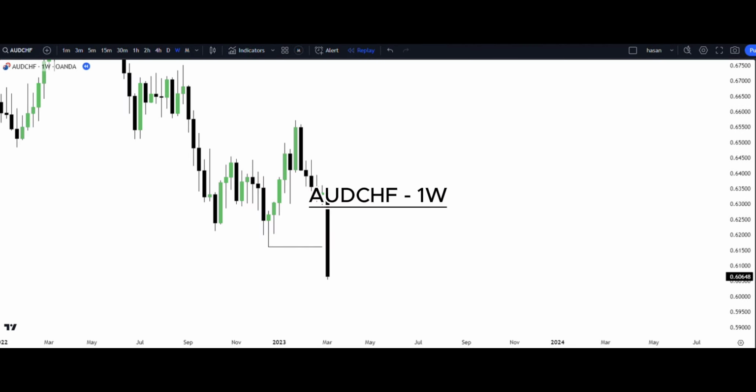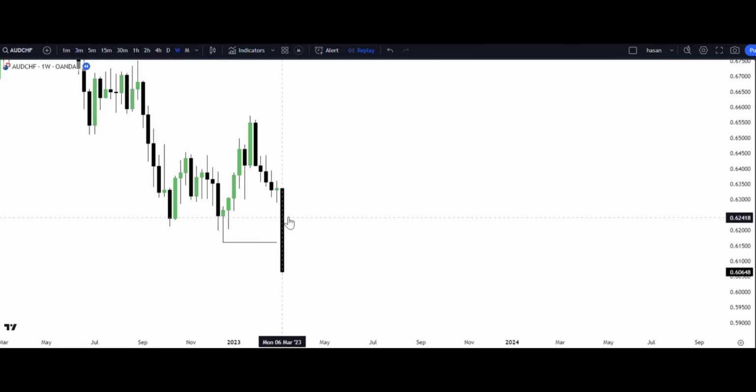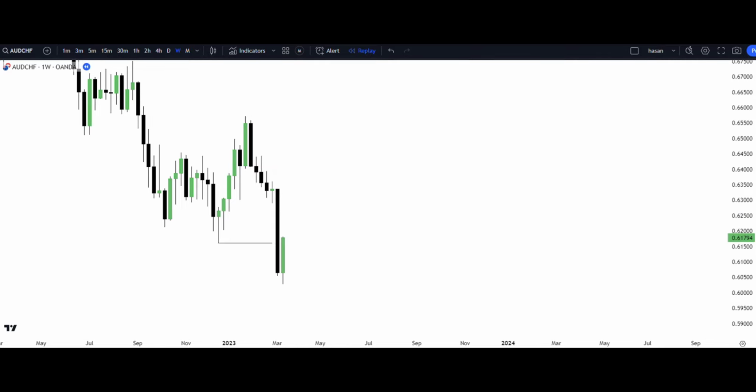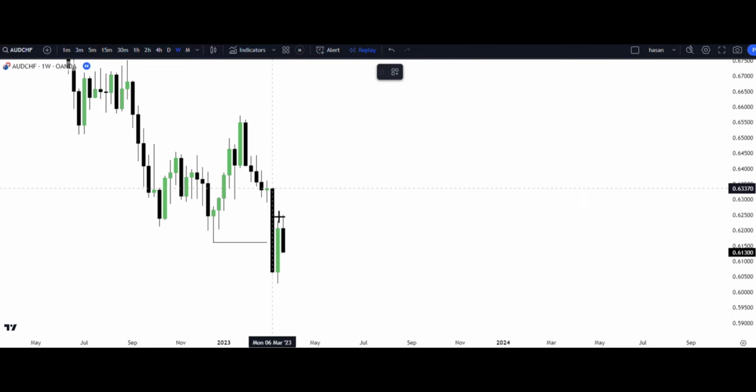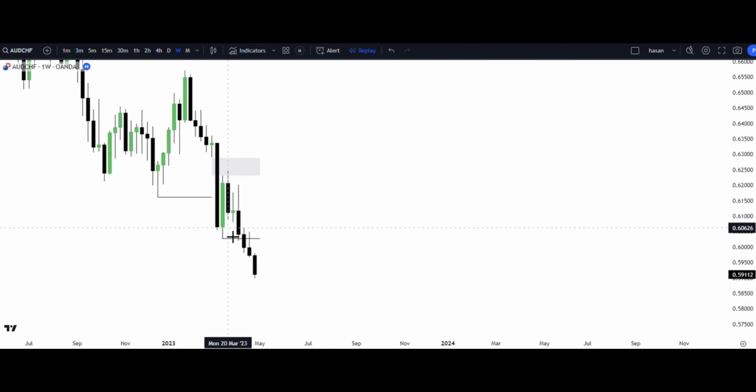Another example, AUD CHF, we have the weekly chart. Price just took out the external range here. Now we need to see price form a fair value gap, our internal range, and return back there. We form an internal range here, the fair value gap, price taps it. Now we are heading towards external range. Price takes out the external range now, internal to external.